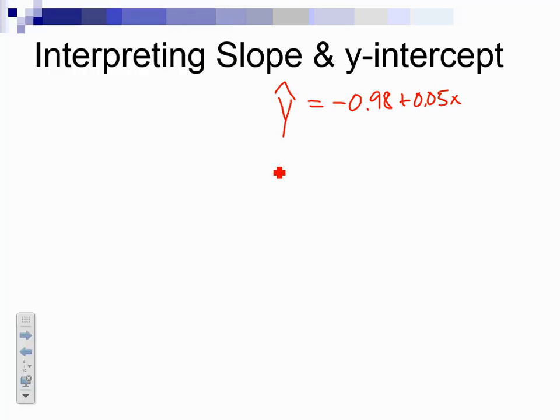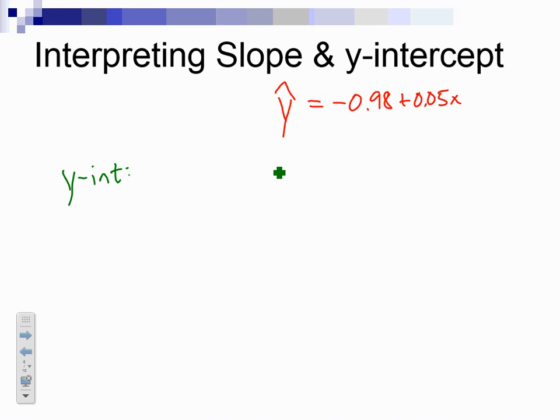Okay, I'm going to get rid of my calculator here. And let's interpret these in the context of the problem. Well, what do you know about the y-intercept? We know the y-intercept is where the graph crosses the y-axis. And what's the value of x at that point? Well, it's 0. So if we were to interpret our y-intercept, this is what our y-intercept would mean in the context of the problem.